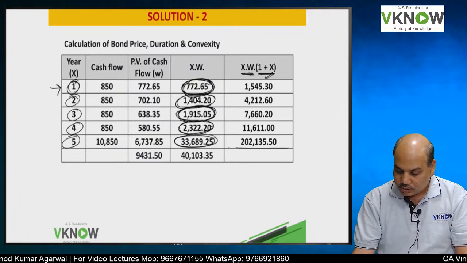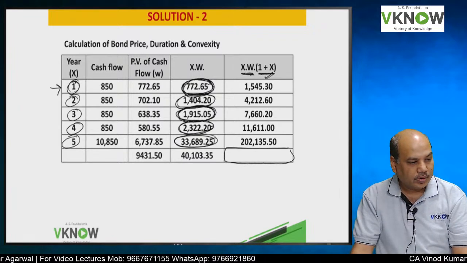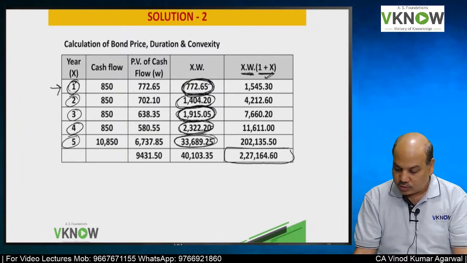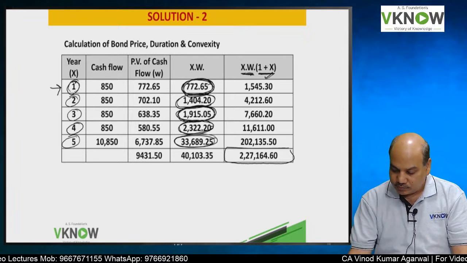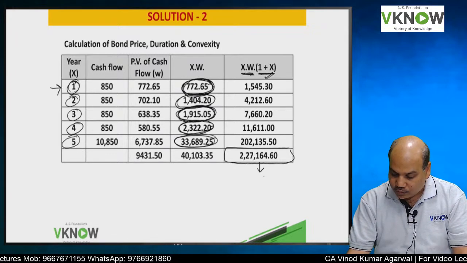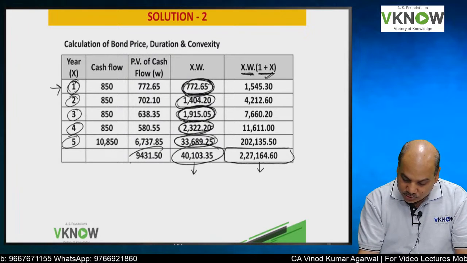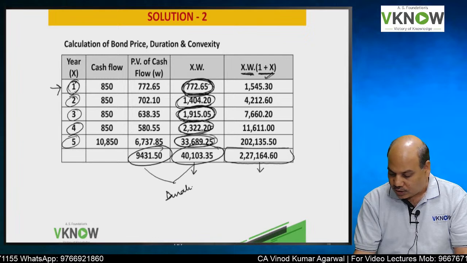2,02,135.50. Give me the total of this last column, please. Yes, everybody, please give me the total of the last column. The last column total comes to 227,164.60. So this I will require for convexity. This and this two numbers I will require for duration calculation.